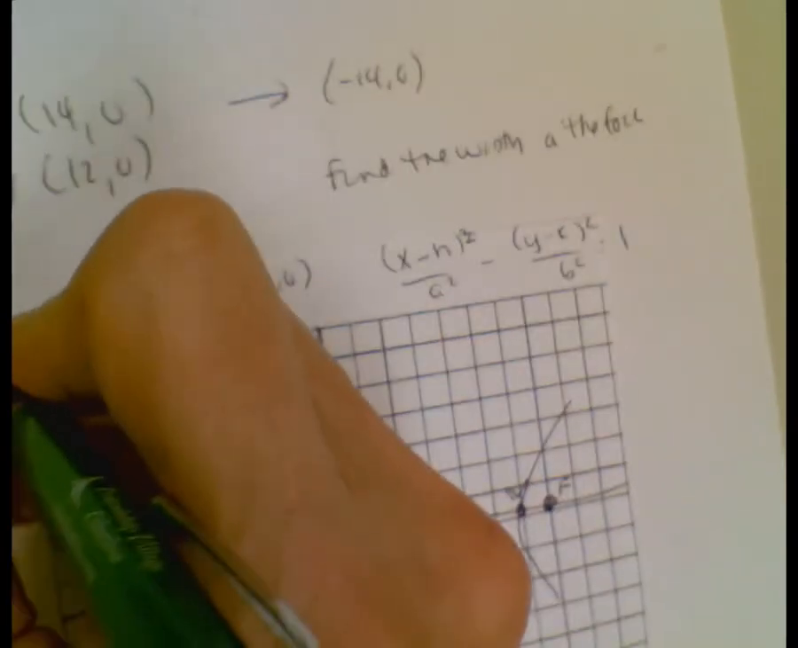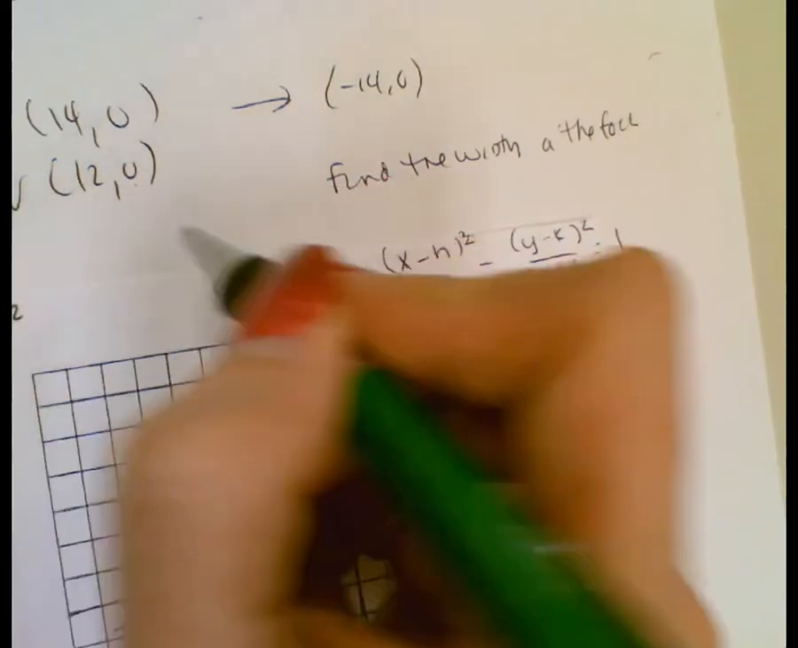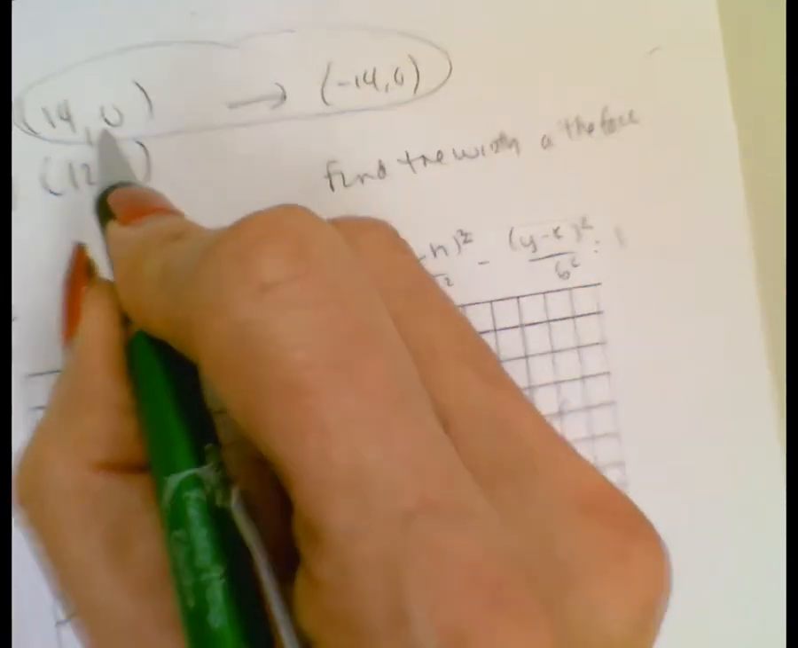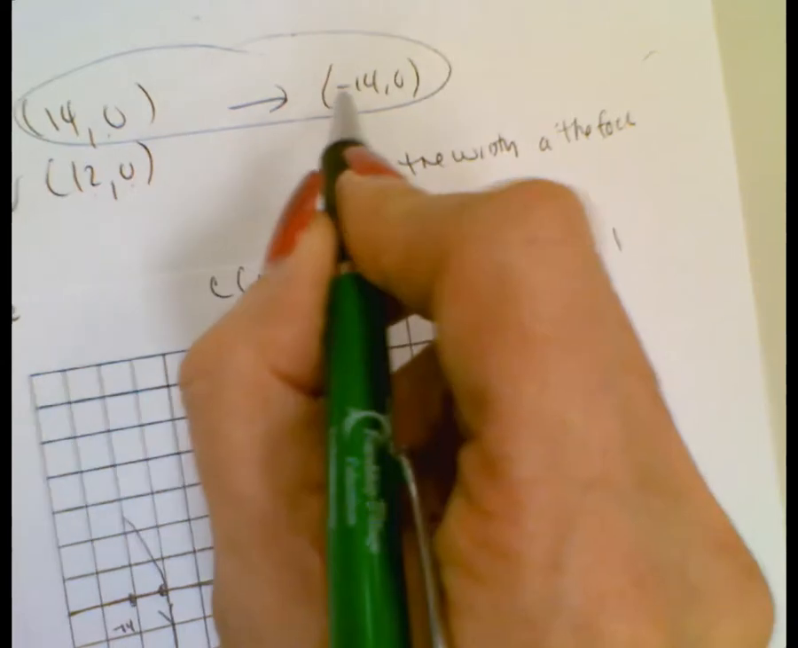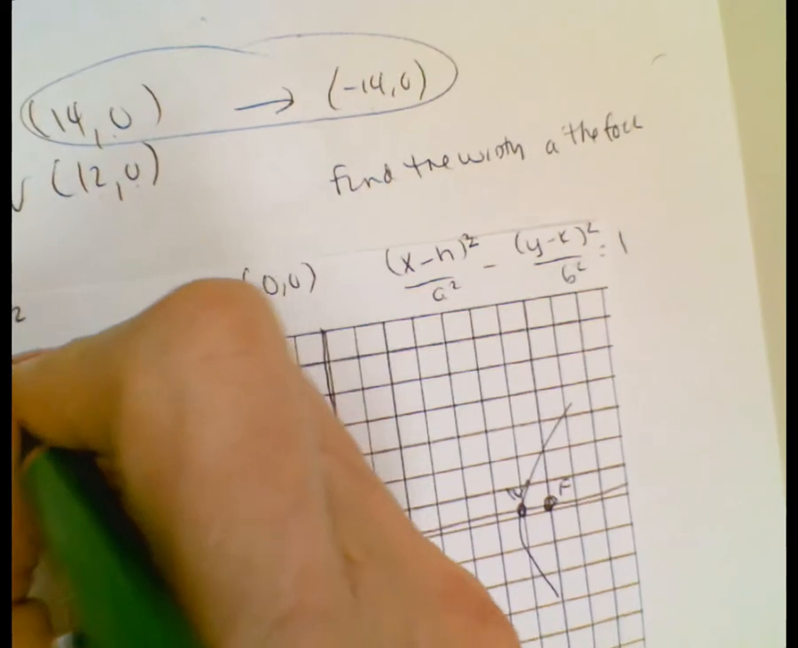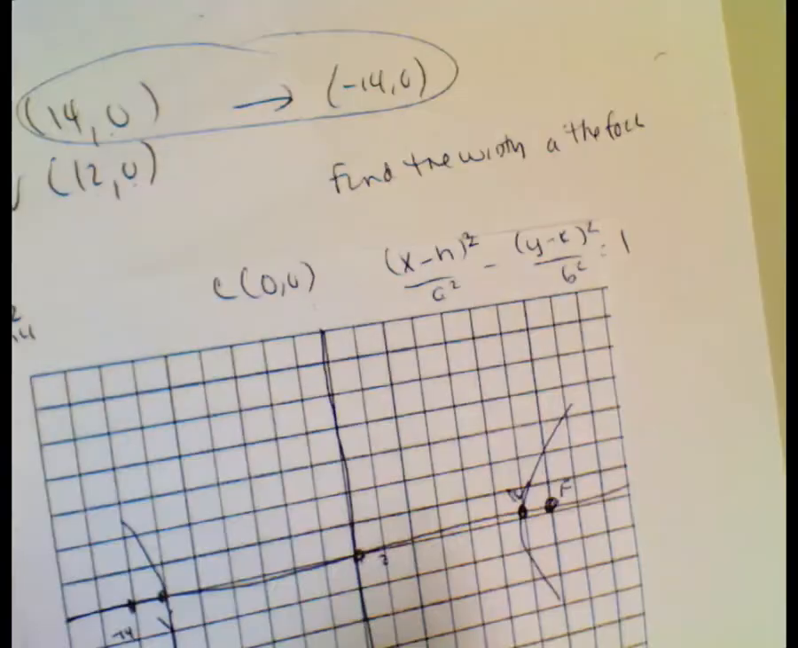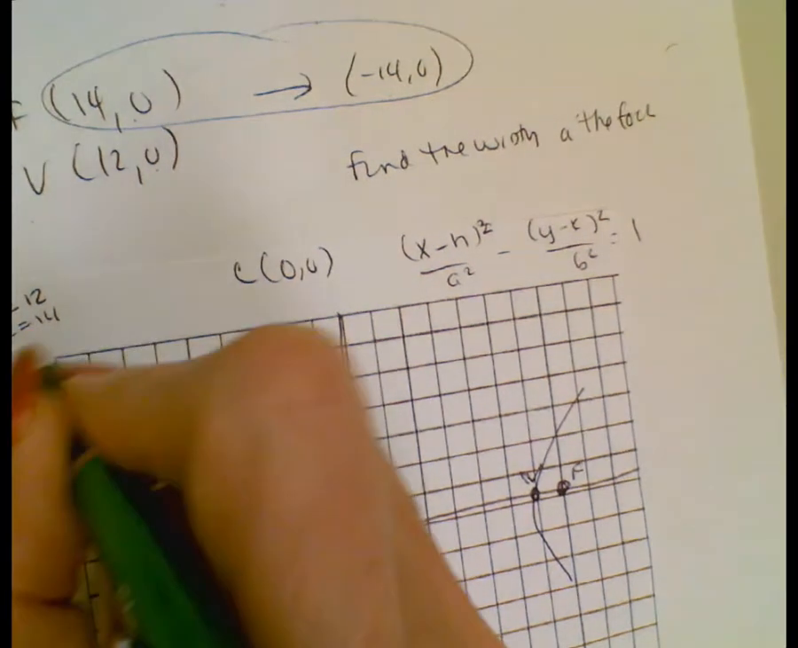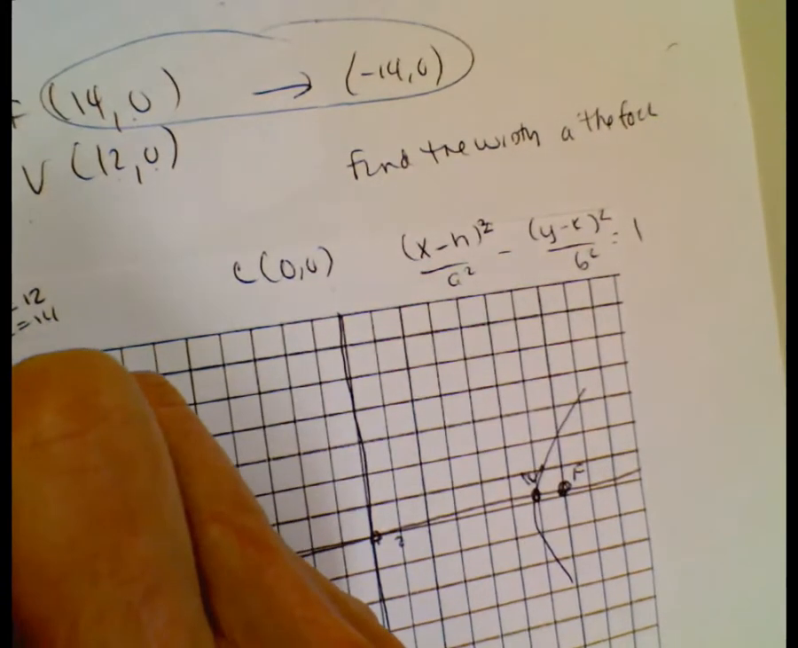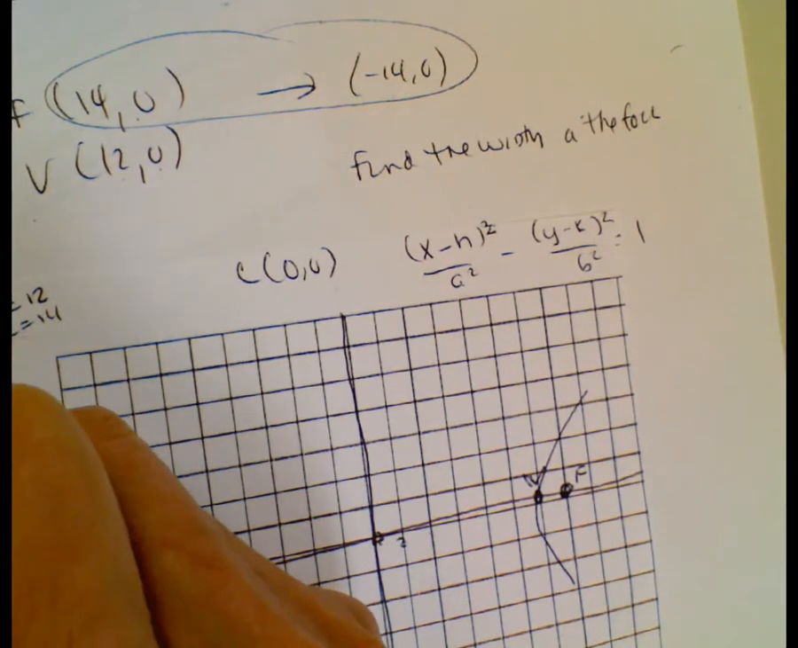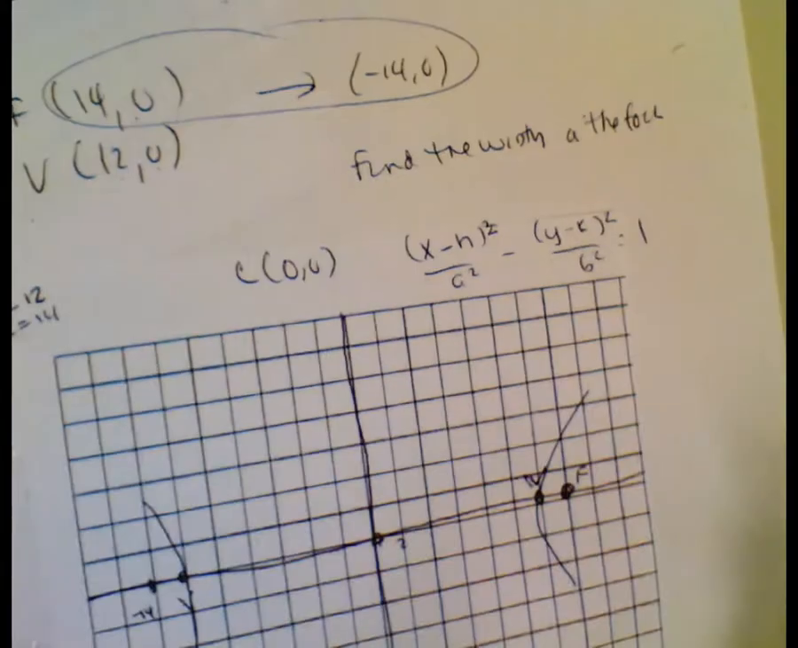I think we can go ahead and find b. We know that a is 12 because the vertex is 12, 0 and the center is 0, 0. The reason I know it's the center is because they said when light is reflected on this, it bounces off to that. So that's telling you that the center is 0, 0, the midpoint of these 2 points. So A is 12 and C is 14. Our formula is C squared equals A squared plus B squared. So C squared is 196, A squared is 144. So B squared is 196 minus 144, which is 52.